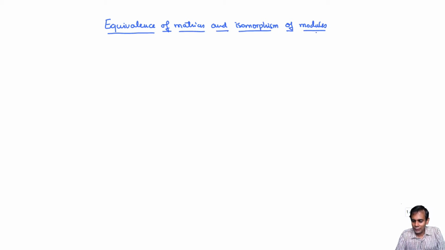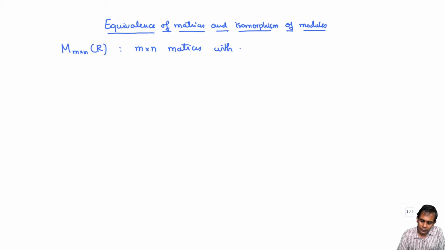This is an equivalence relation on rectangular matrices over a commutative ring R. So let R be a commutative ring, and let's say M_{m×n}(R) denotes the space of all m by n matrices with entries in R. This is not a ring, it's just a set.